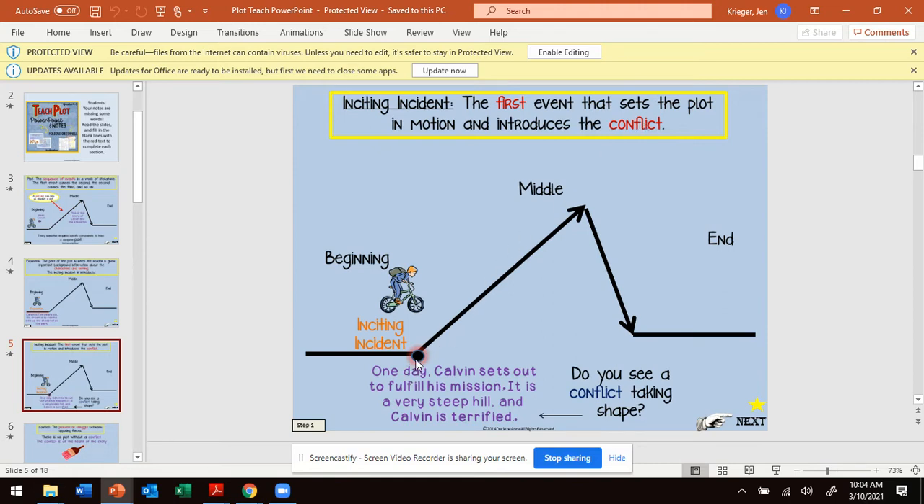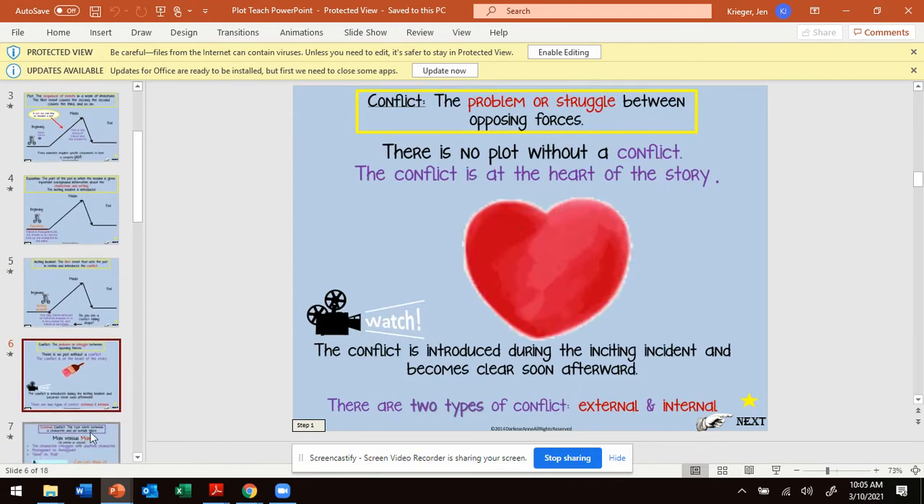So one day, we're right here in this diagram. Calvin sets out to fulfill his mission. It is a very steep hill, and Calvin is terrified. At this point, that conflict or problem is taking shape right here in the diagram. We're not writing an essay. This is just a couple sentences. Conflict, remember, is the problem or struggle happening in the story between another force. Okay?